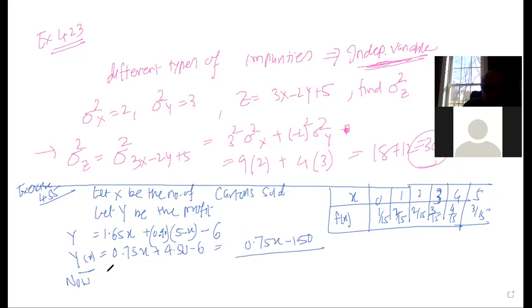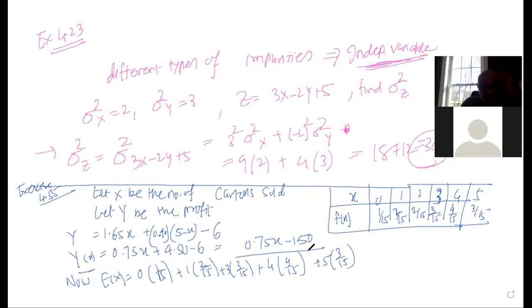So now I can write my expected value of the linear combination. My function is done now. E of x is 0 times 1/15th plus 1 times 2/15th plus 3 times 3/15th plus 4 times 4/15th plus 5 times 3/15th, right? And you are going to get one number over here. If you use your calculator, that is equal to 46 divided by 15.